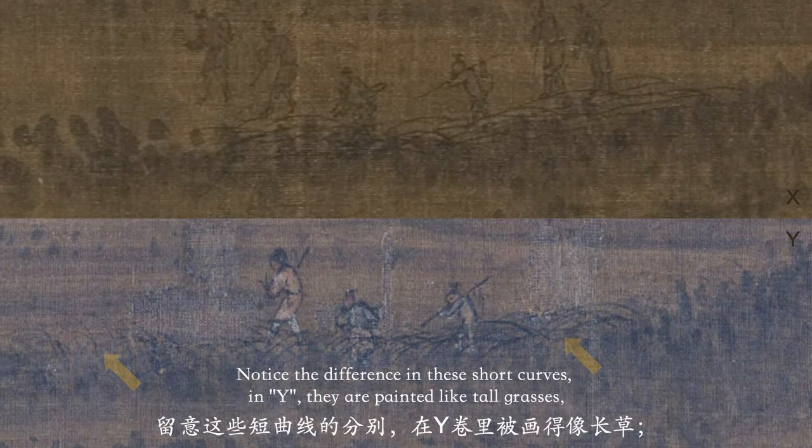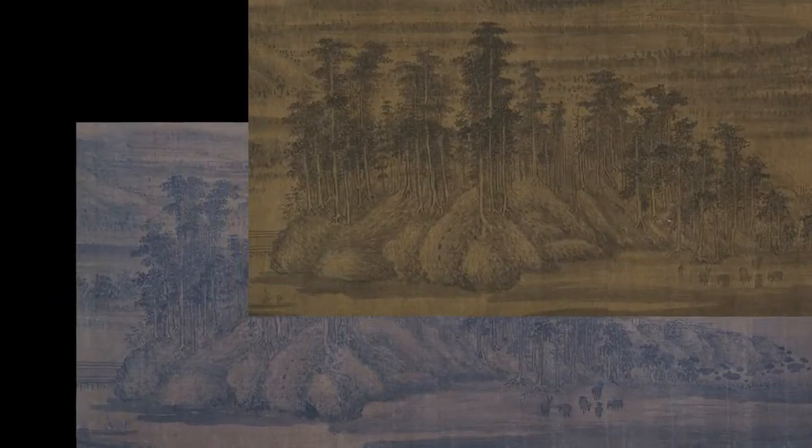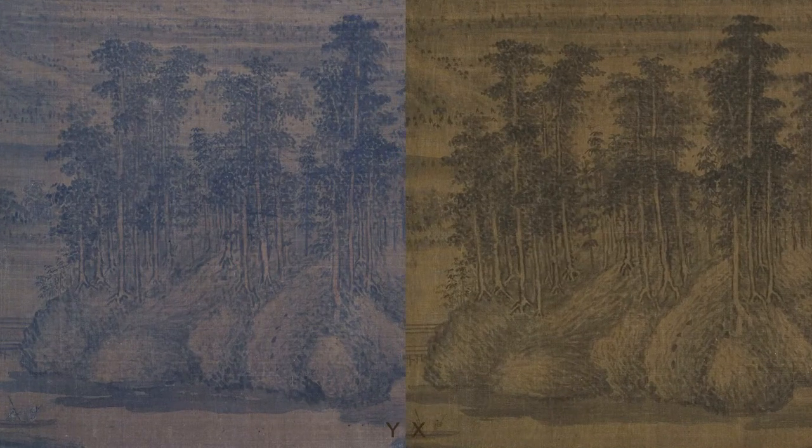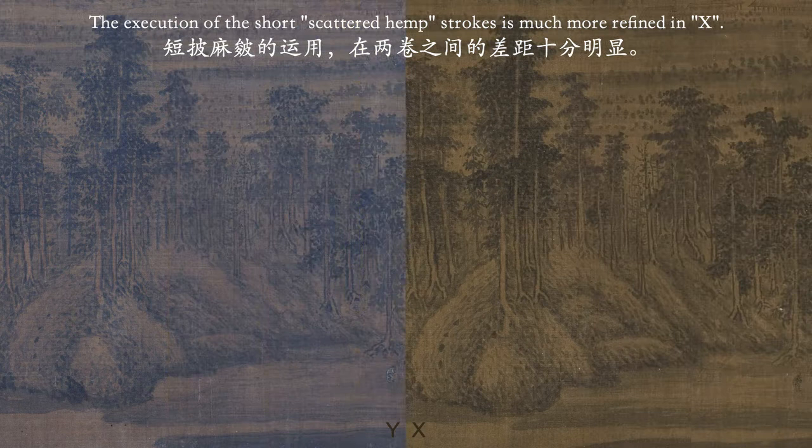Notice the difference in these short curves. In Y, they are painted like tall grasses. In X, they are more flat, horizontal and stack up, which is probably a representation of a shale landscape. The short scattered hemp strokes are much more refined in X.